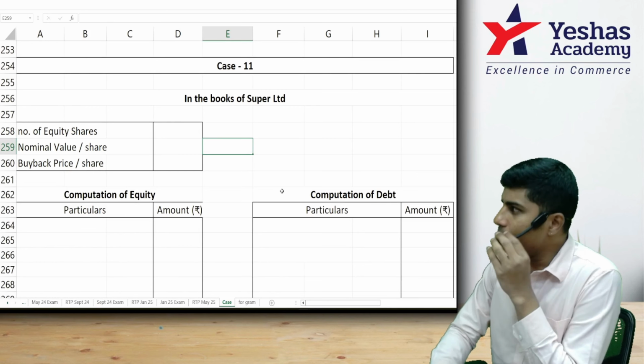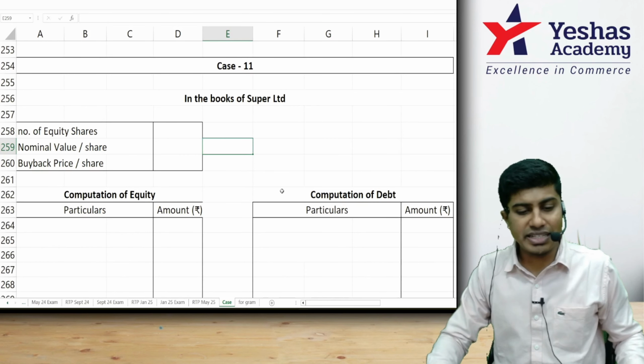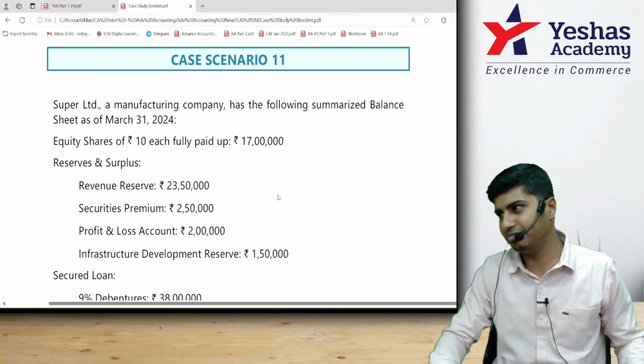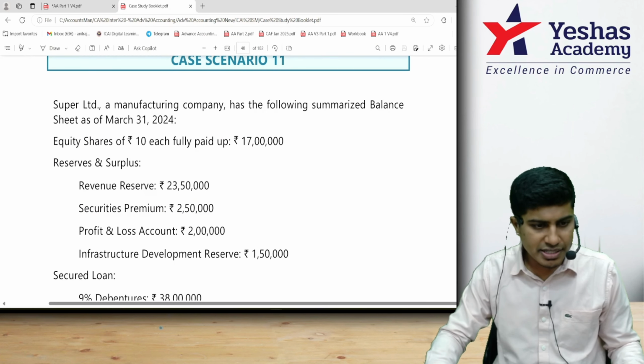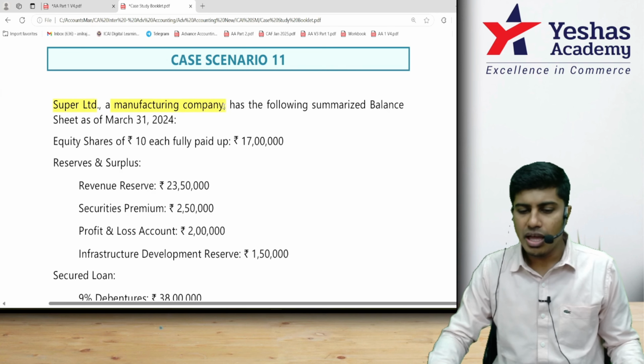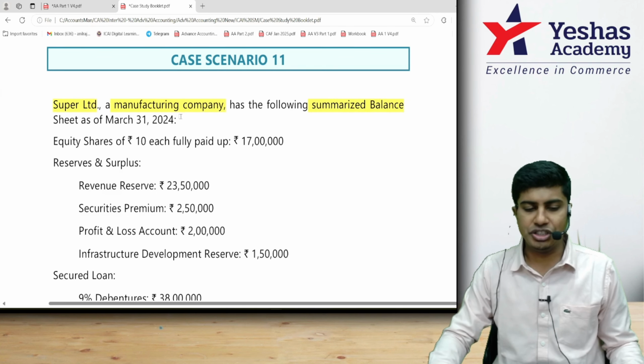Let's now solve case number 11 from our case scenario discussion. This case number 11 is on the topic of buyback of securities. Can we get started? Start reading. What does it say? Super Limited, a manufacturing company, has the following summarized balance sheet.